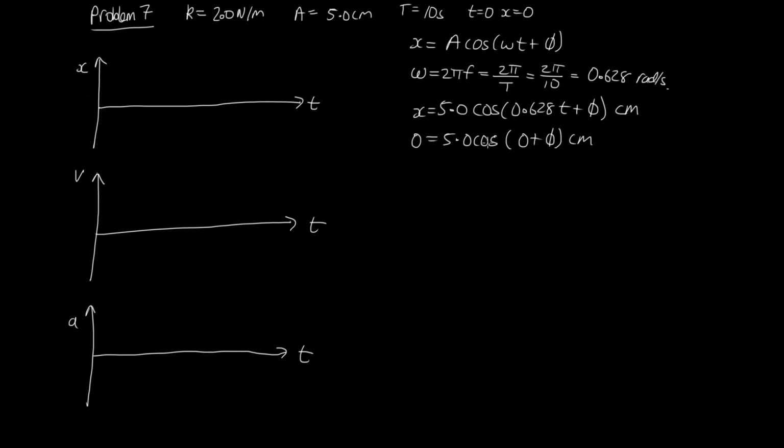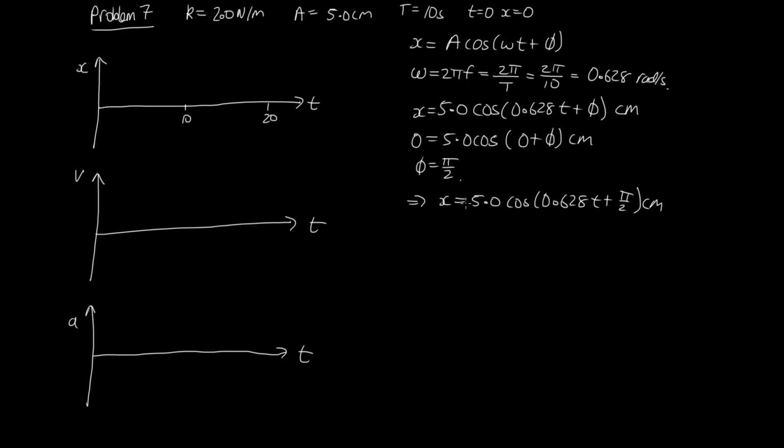So cos of phi will be 0 if phi is equal to pi on 2. So this tells us that we've got the equation x is equal to 5 cos(0.628 t plus pi on 2) centimeters to describe how our displacement changes with time. So let's sketch how that looks. Let's make this 10 seconds here and this is 20 seconds. So this is 2 periods.